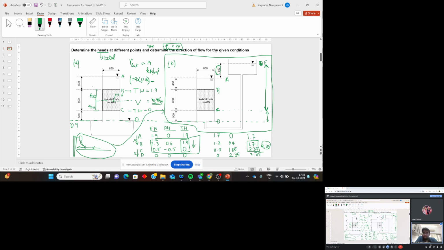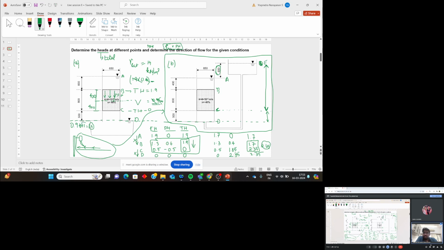It will be 4 plus 6, 1. Elevation height plus 1. It will be 1.9. At point P also it will be 1.9. At point B also it will be 1.9. How will flow take place here? There is no difference, but flow is there in the downward direction.